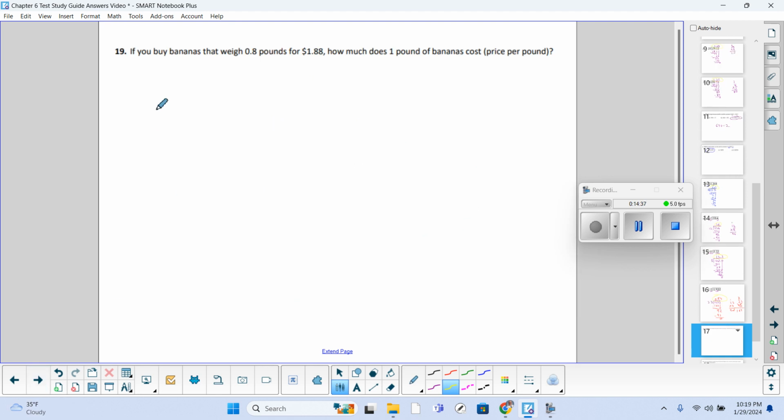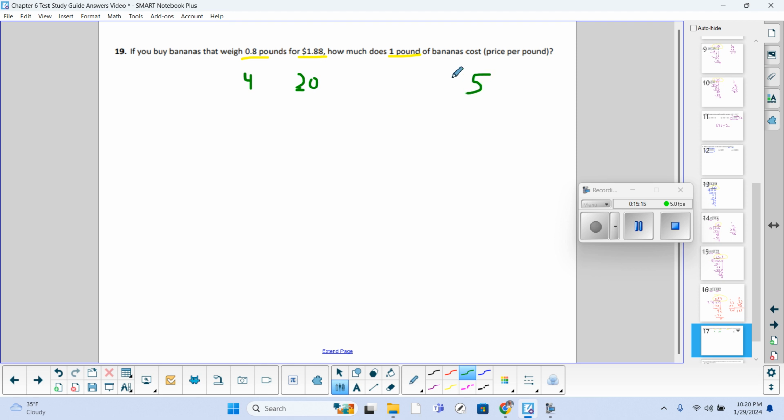All right, if you buy bananas that weigh 0.8 pounds for $1.88, how much does 1 pound of bananas weigh? Well, if you think about it, all this is a division problem, right? So if I said I bought 4 pounds of bananas, let's use whole numbers to make sense of this, for $20, just making up numbers here so you can see what I'm talking about. So how much would 1 pound be? I could just take 20 and divide it by 4, and it would be $5 per pound.